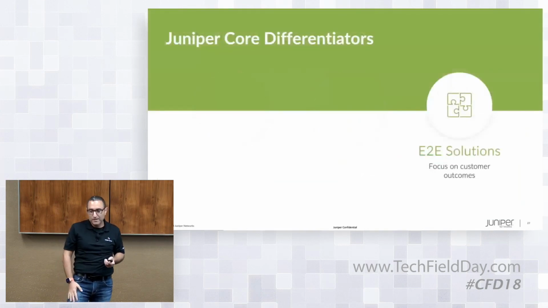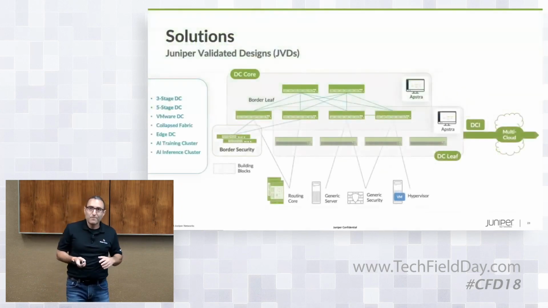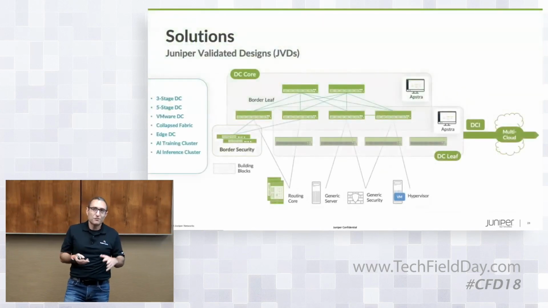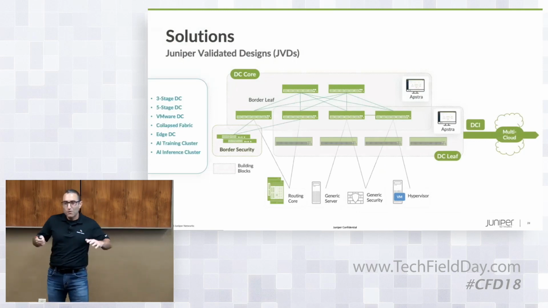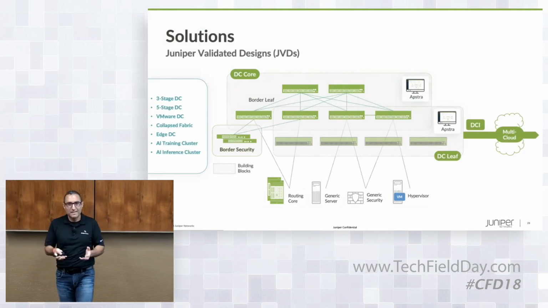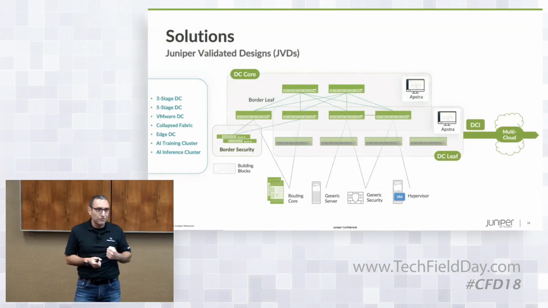And the third is end-to-end solutions. And this is how it all comes together. As I mentioned, Juniper is a company that focuses not only on networking, but has the entire portfolio, and we want to really bring this to bear. So instead of selling products to our customers, what we want is to deliver outcomes, to deliver solutions.